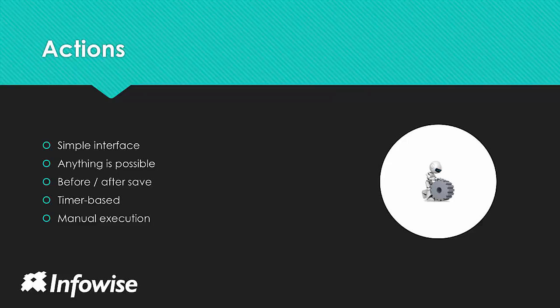Actions can run on a timer as well, so they can run according to a date in the columns. For example, one day before the due date or 1 week after the created date, or they can run weekly, monthly, daily, and so on. Actions can also be executed manually, so you basically expose an action as a ribbon button.